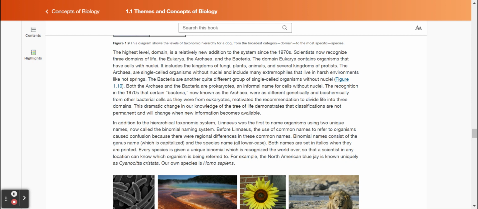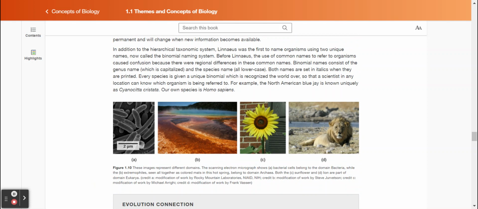The recognition in the 1970s that certain bacteria, now known as archaea, were as different genetically and biochemically from other bacterial cells as they were from eukaryotes motivated the recommendation to divide life into 3 domains. This dramatic change in our knowledge of the tree of life demonstrates that classifications are not permanent and will change when new information becomes available.